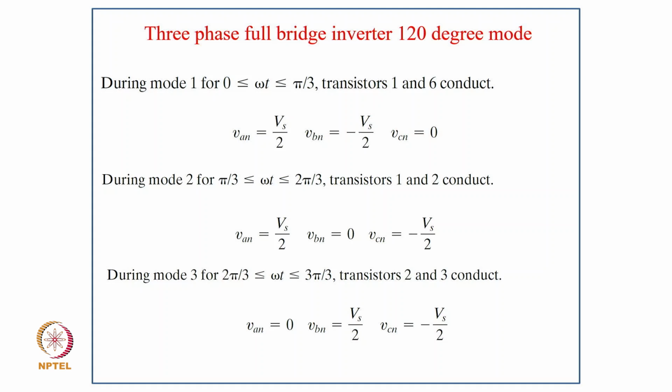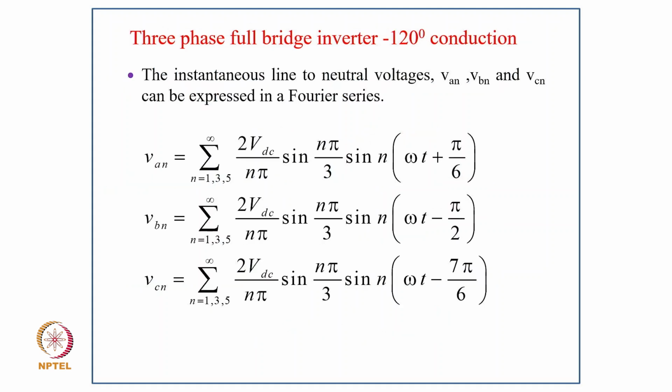So during mode 3, from 2 pi by 3 to 3 pi by 3, transistors 2 and 3 conduct, and Van equal to 0, Vbn equal to Vs by 2 and Vcn equal to minus Vs by 2. So the instantaneous line to neutral voltages Van, Vbn, Vcn can be expressed in a Fourier series. Van equal to sum over n equal to 1, 3, 5 to infinity of 2 VDC upon n pi, sin n pi by 3, sin in bracket n omega t plus pi by 6.